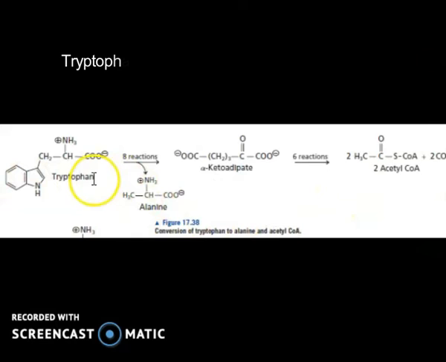Now we talk about tryptophan. The indole ring of tryptophan has a more complex degradation pathway that includes two ring opening reactions. The major route of tryptophan catabolism in the liver and many microorganisms leads to alpha-ketoadipate and ultimately to acetyl-CoA. Alanine, produced early in tryptophan catabolism, is transaminated to pyruvate. The catabolism of tryptophan is both ketogenic and glucogenic.